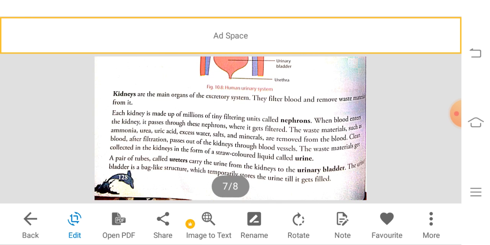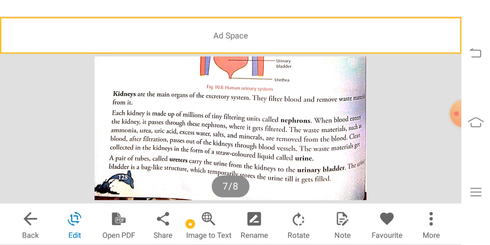In the human excretory system, kidneys are the main organs. They help in filtering the blood and removing waste material from it. Each kidney is made up of a tiny number of filtering units which are called nephrons. What are kidneys made up of? Kidneys are made up of tiny filtering units also called nephrons.